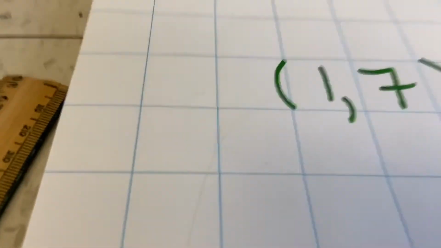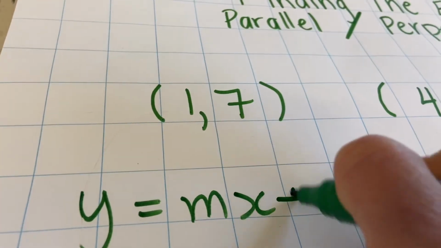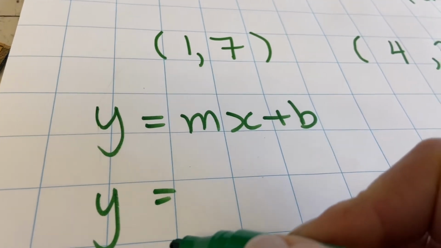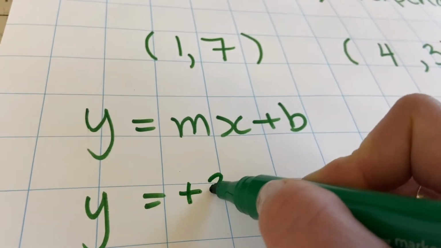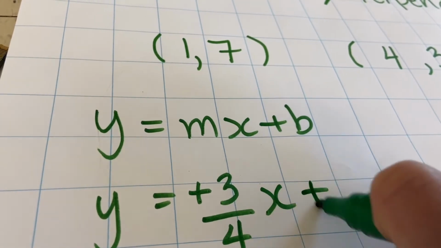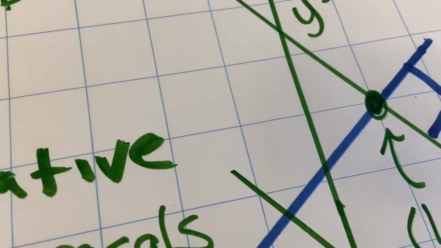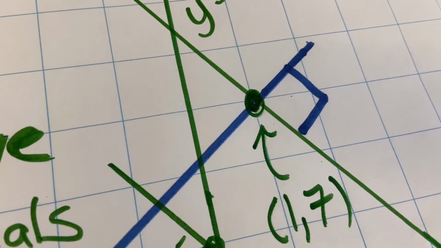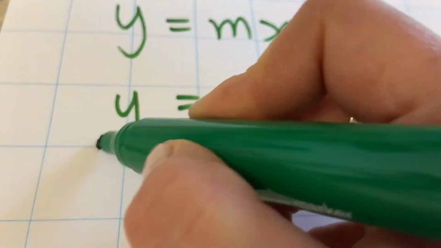I'm going to use the equation y = mx + b. I know my slope is going to be the negative reciprocal of the original one. So instead of negative 4 over 3, it's going to be plus 3 over 4. And I want to find the b where it touches the y-axis. I'm going to plug in the 1 and the 7. I know that blue line goes through (1, 7), so I'm going to cross off my x and put a 1, cross off my y and put a 7.